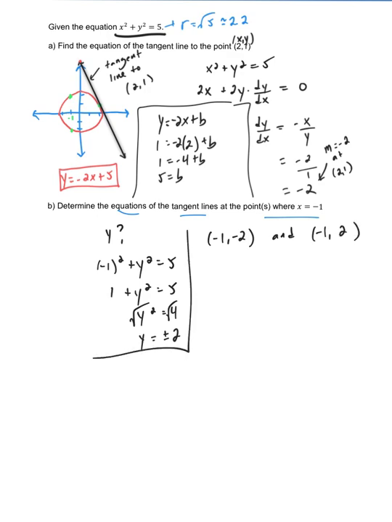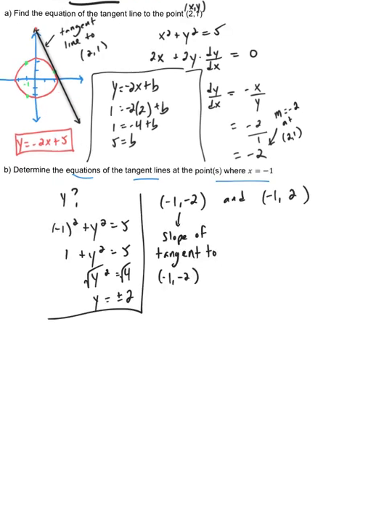So we need to find two separate tangent lines. We'll then go ahead and use that same exact process that I laid out in part A. So we need to find the slope of the tangent to (-1, -2). The slope dy over dx was negative x over y. So that's going to be a negative of -1 over -2, so -1/2. So that's our slope. So m equals -1/2.